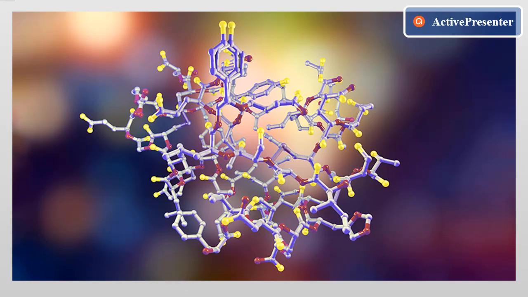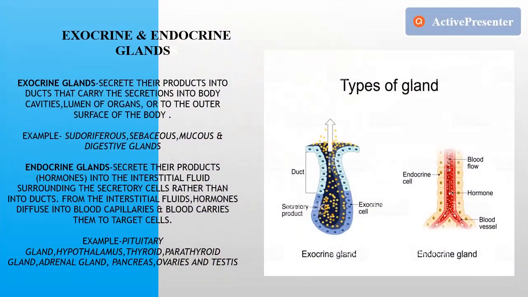Most hormones enter interstitial fluid and then the bloodstream. The circulating blood delivers hormones to cells throughout the body. Both neurotransmitters and hormones exert their effects by binding to receptors in their target cells. So now we have to learn about the exocrine glands as well as endocrine glands.